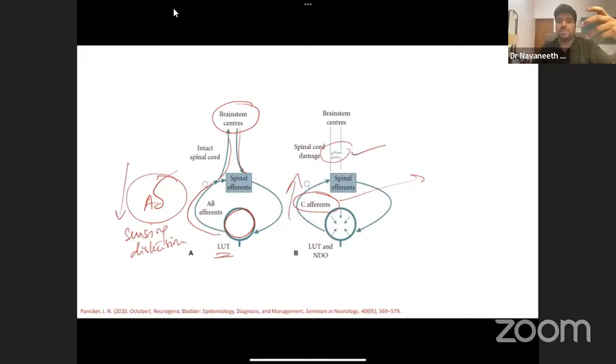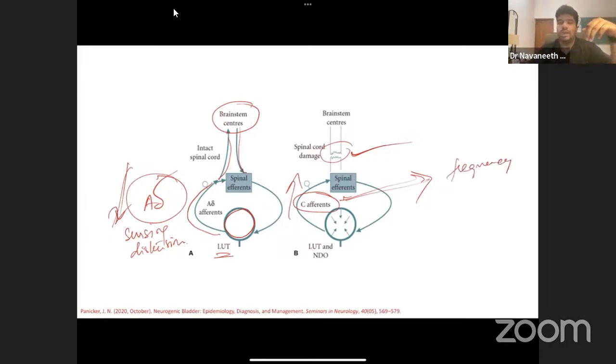So once C takes up the function of A delta, even a small amount of urinary volume will be sensed as pain because it is the C that is taking up the sensory information. So in spinal cord interruption, the absence of nerve growth factors will deplete the A delta. Once A delta is depleted, C will take up its function. C is inherently painful. So even with small amounts of urine, it is going to sense it as pain, and then it is going to cause irritation to the bladder. So this kind of pain at very low volumes of bladder will lead to frequency and urgency.